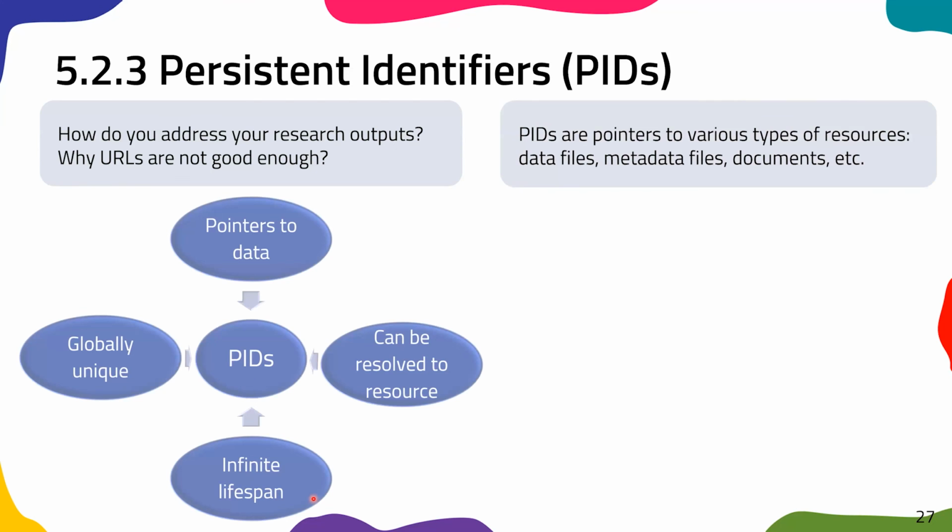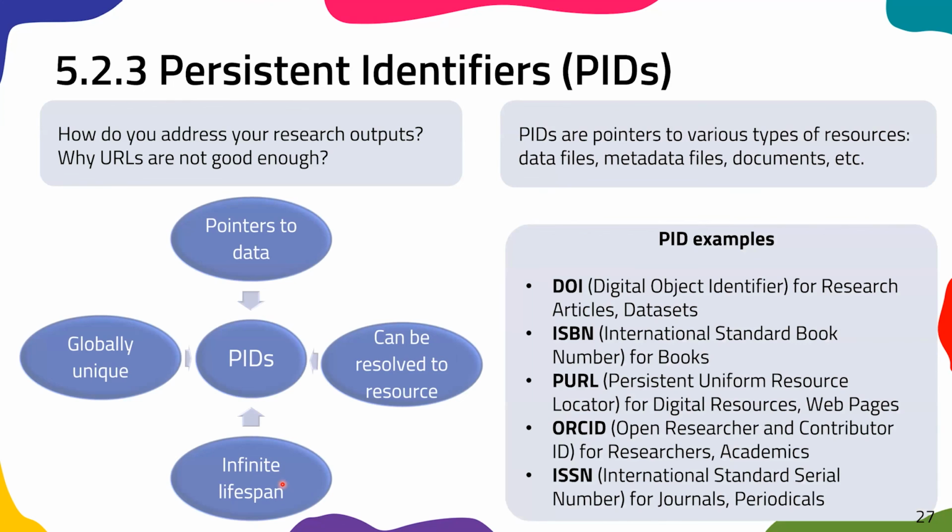So what are PIDs? They are pointers to various types of resources like data, metadata, or documents. They are globally unique. They have an infinite lifespan. They're forever there, and they can also be resolved to resources. You already know some examples. For instance, you know about DOIs for the papers, ISBN for the books, PURLs or persistent URLs, or the ORCID ID of a scientist, and so on.